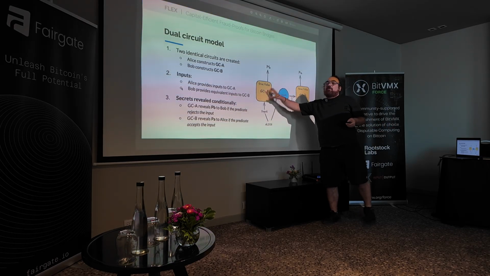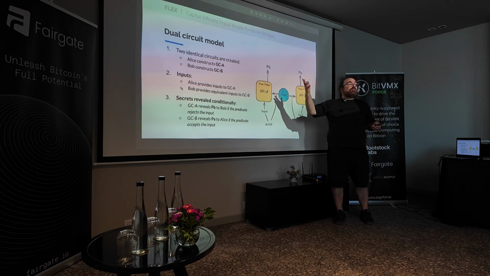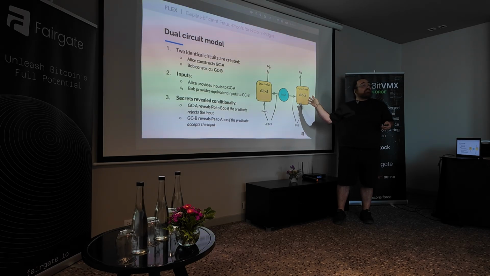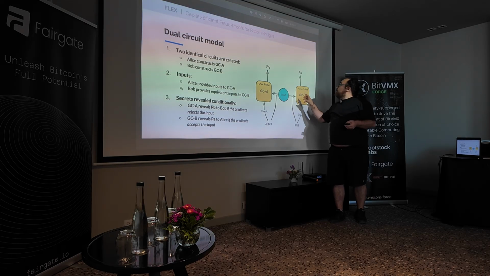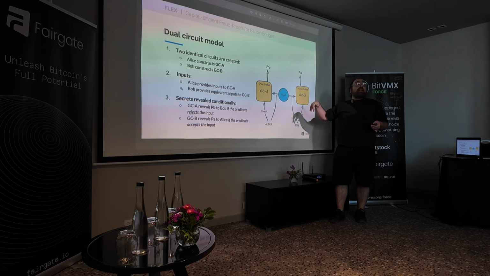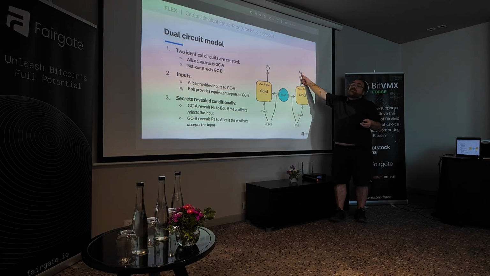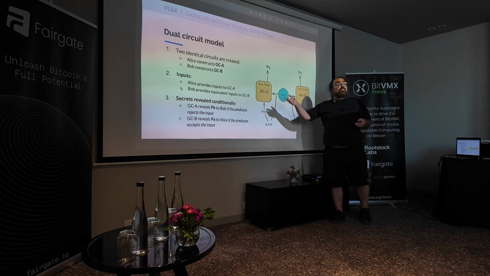And what's going to happen at that point is that since this is the same circuit, both of the circuits are going to give true, or both of the circuits are going to give false. And the idea is that if this gives false, then this is going to publish a secret that Bob will be able to use. And if both circuits give true, then Alice will be able to use this secret in order to do something in the future.